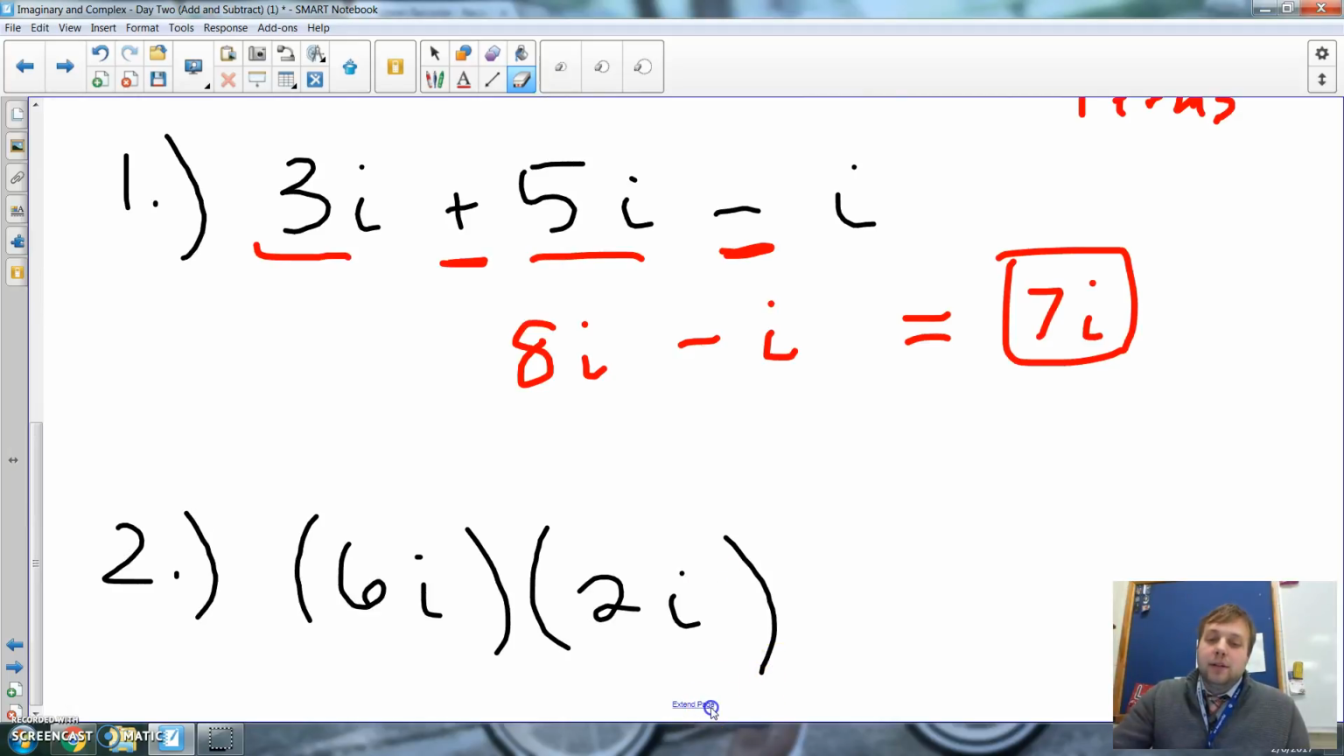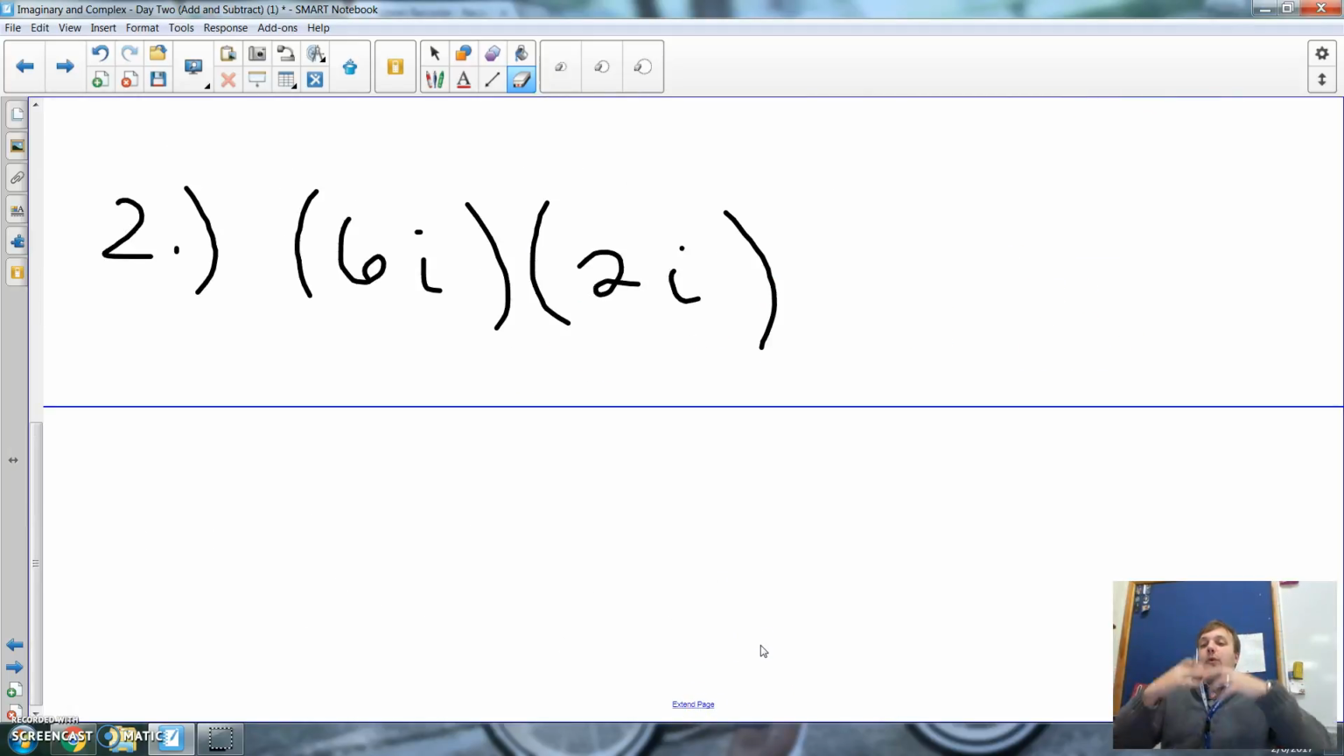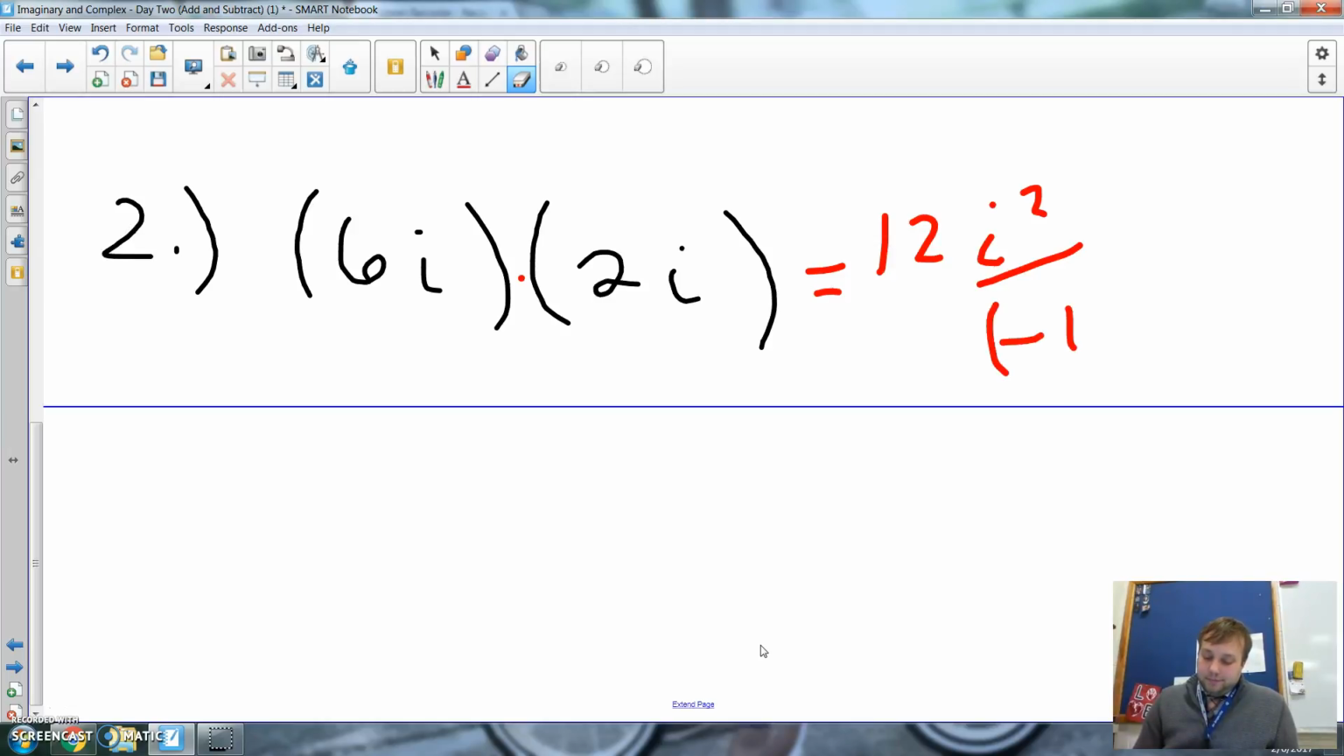All right, now move down here. This is kind of like a little preview of what our next lesson's about. What about in this case when it says to multiply? Well, 6 times 2 is 12, and i times i is i squared, right? So now, warning, warning, warning. Seeing this i squared, I remember that i squared is actually negative 1, right? So it's really 12 times negative 1, which is negative 12.